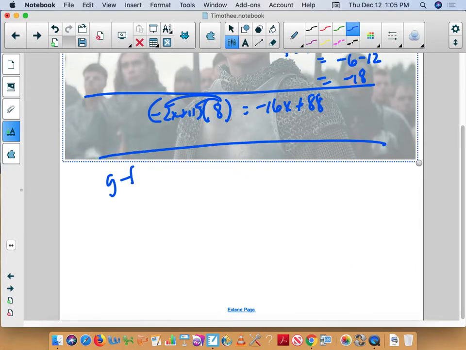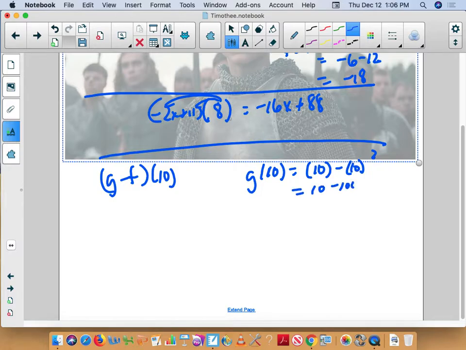We're doing g minus f of 10. So what y'all are asking me a lot today is you could say g of x minus f of x and then fill in 10. But what's easier is to find g of 10 and f of 10, find the numbers and then subtract them. Does that make sense? So I'm going to find g of 10. Make sure you're using g. G is x minus x squared. That gives me 10 minus 100, which is negative 90.